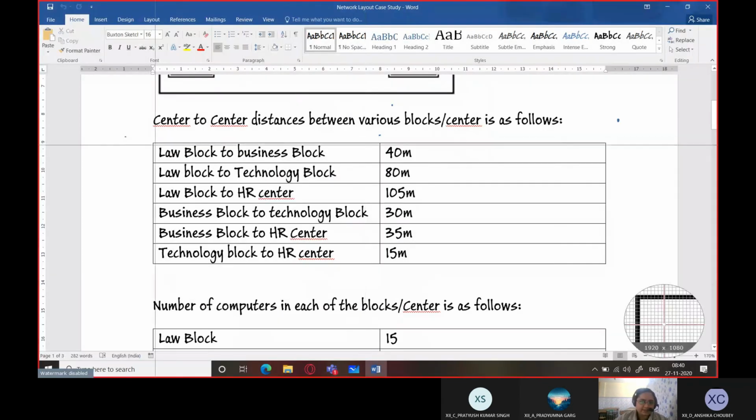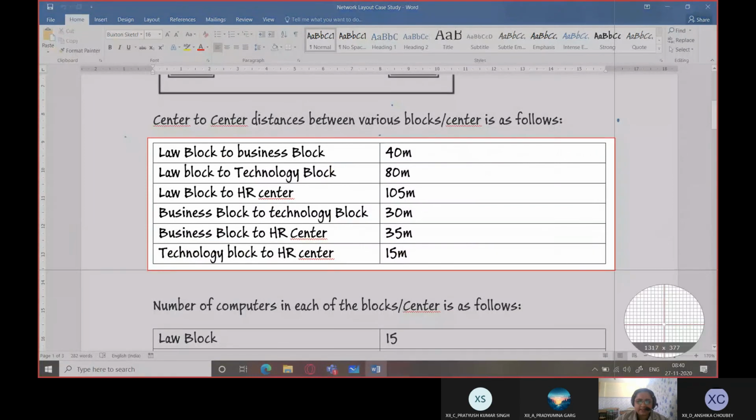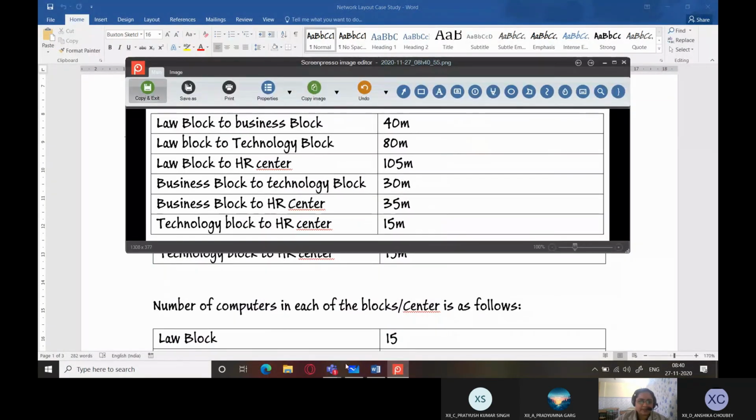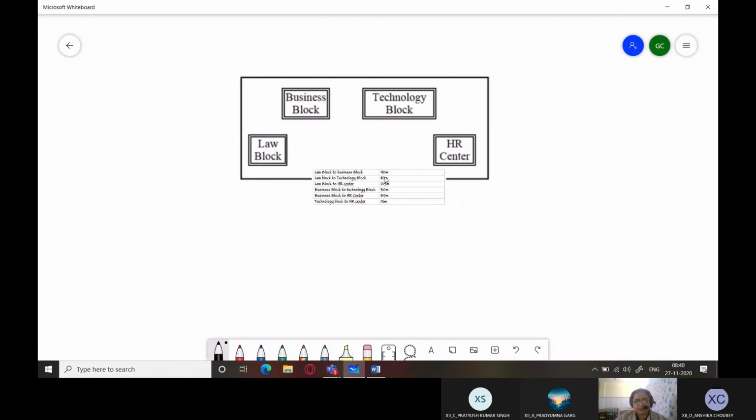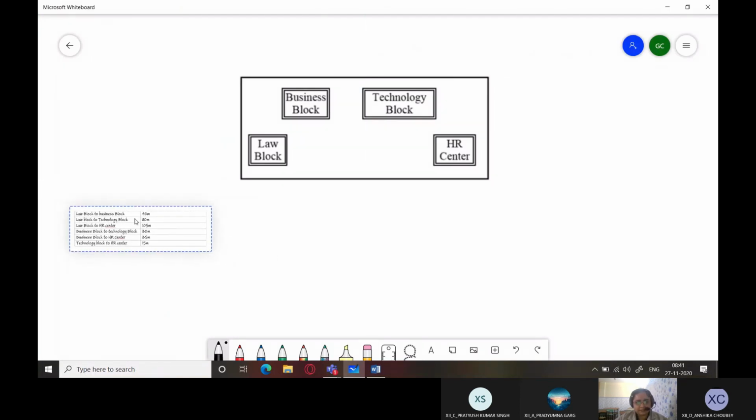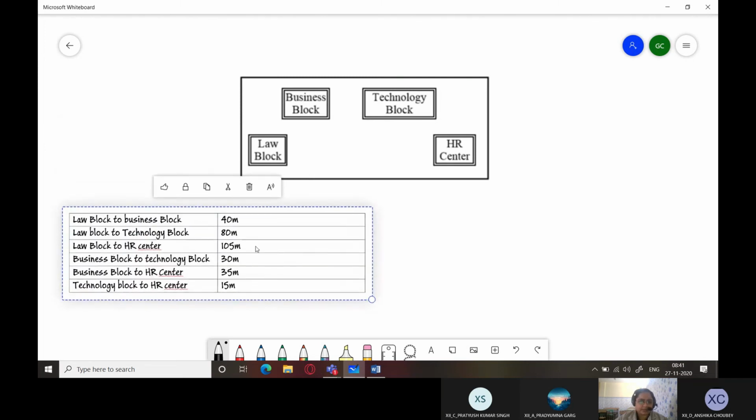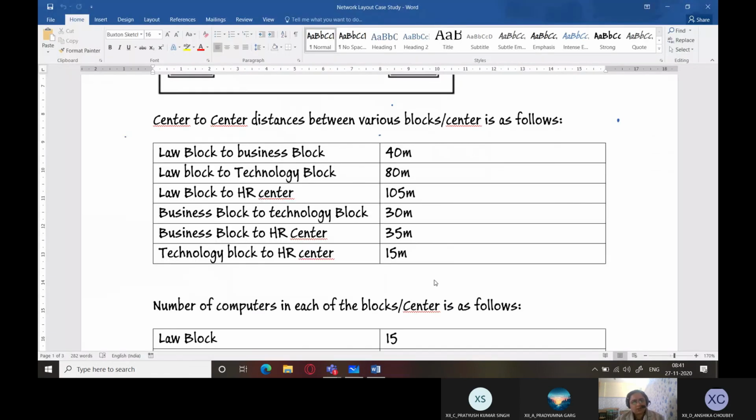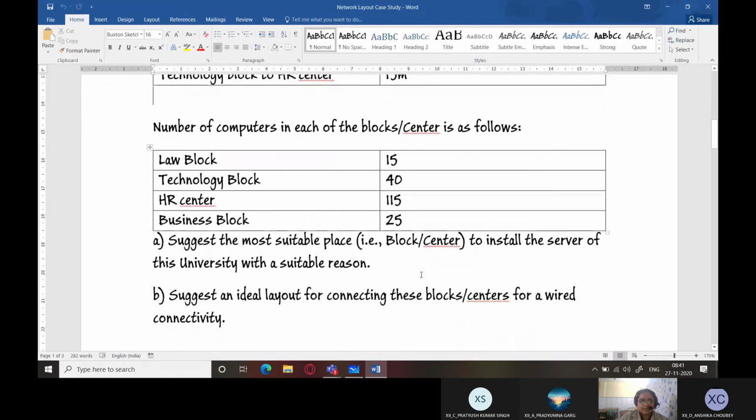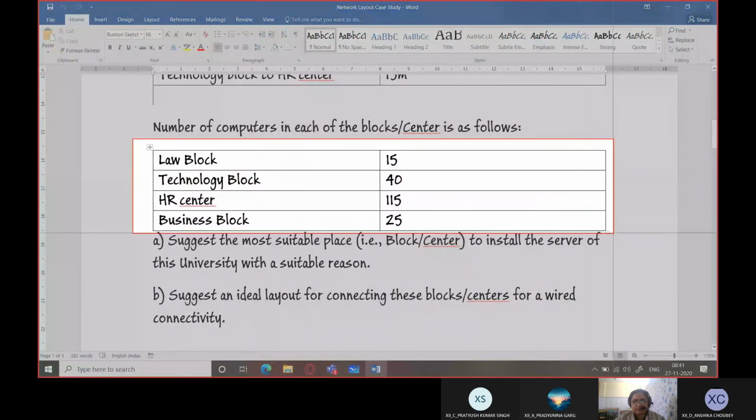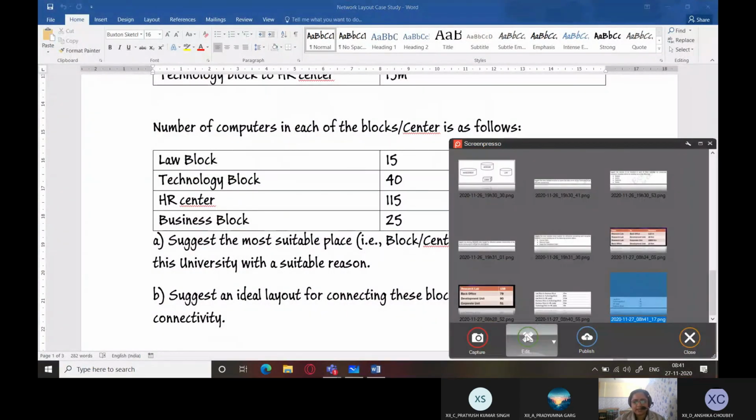So very first thing is, let us first design. As soon as you get such a question, your first step should be to decide where to keep the server, and second is to decide the network layout. So these two things, if you do it right in the beginning, your problem is solved 60%, right? 60, 80% of the problem will be solved. So we are first going to do that.